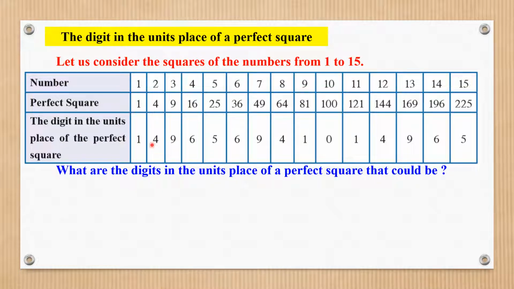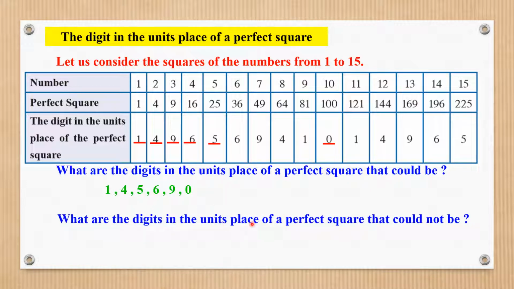Now in here last digit is 1 and in here last digit is 4, in here 9 and in here 6 and 5, again 6, we have 6 and 9, we have 9, 4 and we took 4, 1 and there's another different digit 0. Then now we can see there are 6 different digits that can be the last digit of a perfect square. So there are 6 digits and it is very important to remember these 6 digits. So the digits in the unit place of a perfect square can be 1, 4, 5, 6, 9 or 0. Then the next question is, what are the digits in the unit place of a perfect square that could not be?